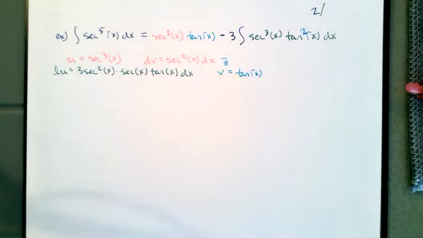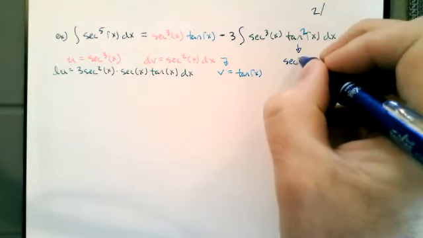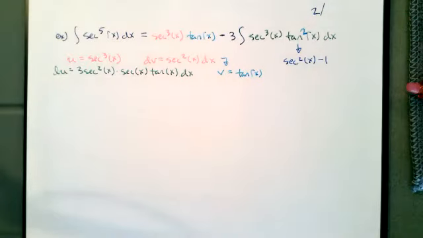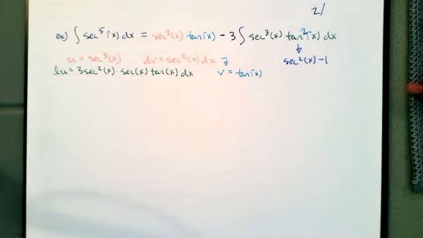And now I can do the same thing that we did before. Tangent squared is going to be replaced with secant squared minus 1. So my integral over here is going to be minus 3 integrals of secant cubed times secant squared minus 1. So that's going to be a secant to the 5th minus secant cubed. Secant to the 5th is the one that we're looking for. Secant cubed is one that we know. So let's do that.